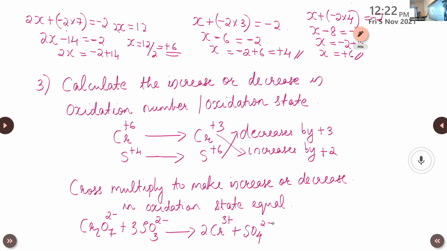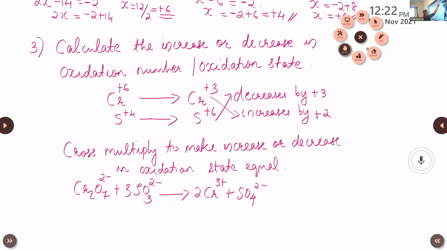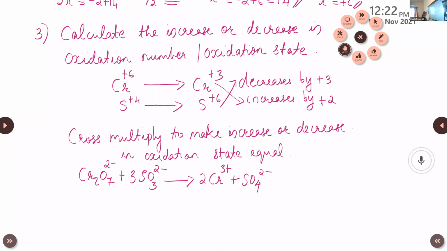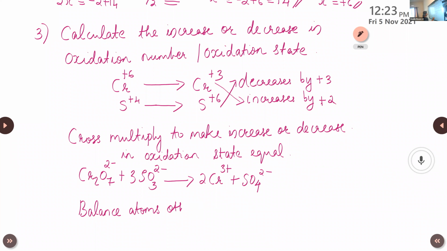So in the third step, we calculate the increase or decrease in oxidation number or oxidation state. Then we cross multiply to make the increase or decrease in the oxidation state equal. Then one more thing we have to complete in this third step, that is balance atoms other than oxygen and hydrogen. No need to balance oxygen and hydrogen. In this step, we have to balance the atoms other than oxygen and hydrogen.